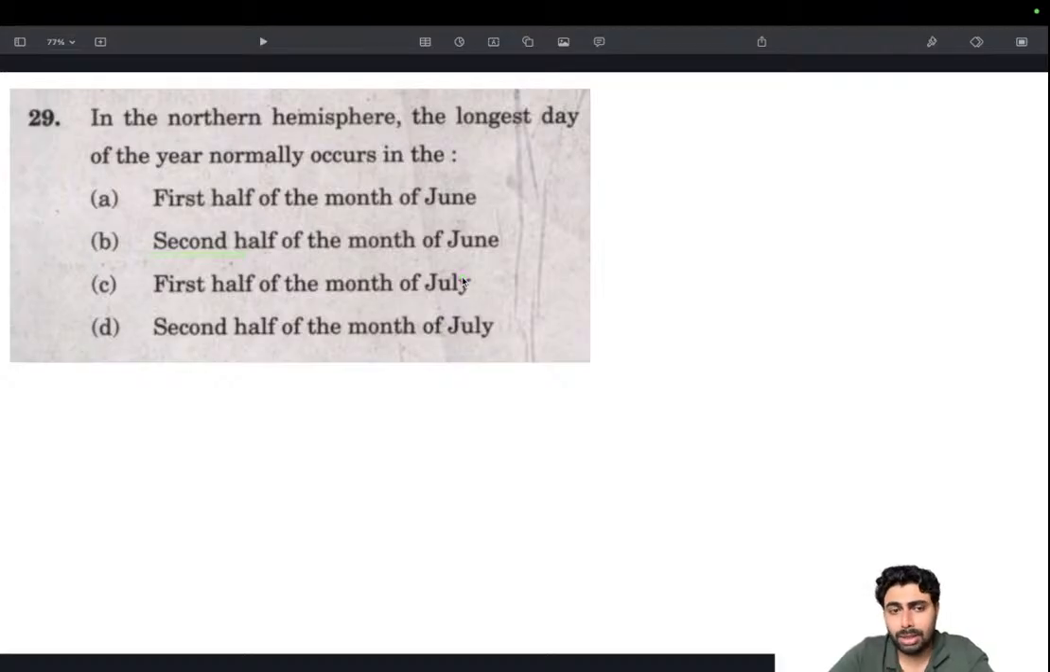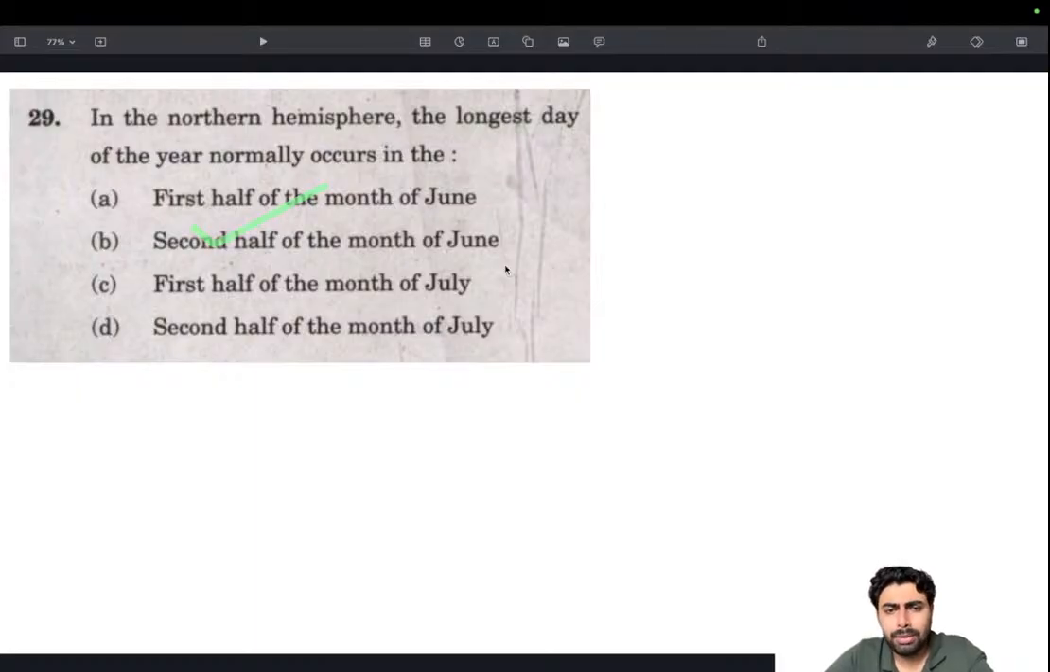There is no other way around it, because this is very hard to decipher, as June and July are very close. There is no particular event happening other than the monsoon, which is again a local phenomenon. So it's asking about the entire northern hemisphere, and nothing logical can be done here. The only logic is that they are asking about the summer solstice, because during the summer solstice, the longest day of the year happens in the northern hemisphere. So it's the second half of the month of June.